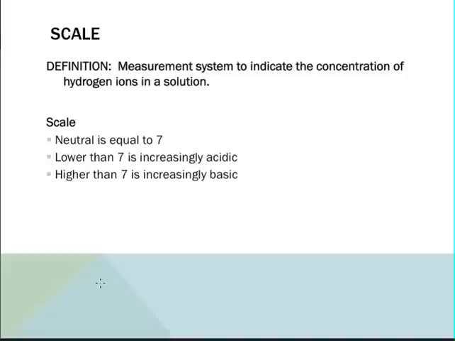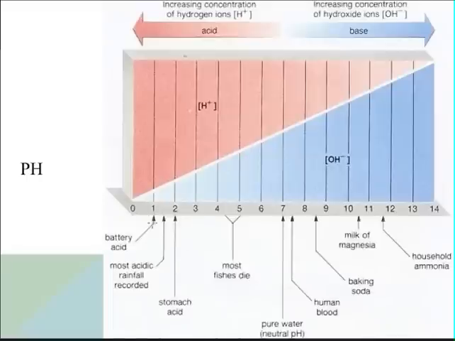So the pH scale is a measurement system to indicate the concentration of hydrogen ions in a solution. When you're looking at the scale, if there's a 7, it's neutral. Lower than 7 is more acidic, and higher than 7 is increasingly basic. So the scale goes from 0 to 14, 7 being in the middle, where it's neutral. Water is neutral. It's a 7.